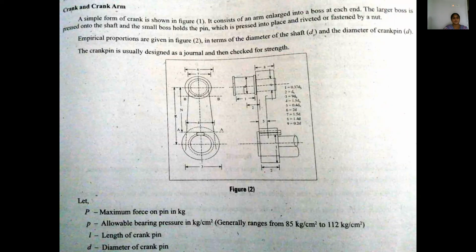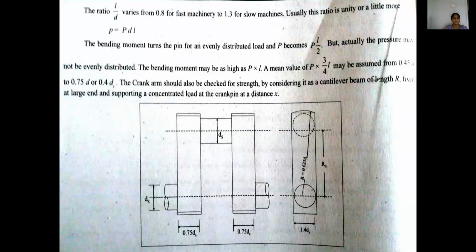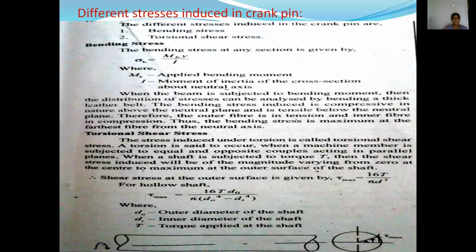The empirical proportions are given in figure 2 in terms of the diameter of the shaft and the diameter of the crank pin. The crank pin is usually designed as a journal and then checked for strength. Let P be the maximum force on the pin, p the allowable bearing pressure in kg per centimeter square, L the length of crank pin, and D the diameter of the crank pin.